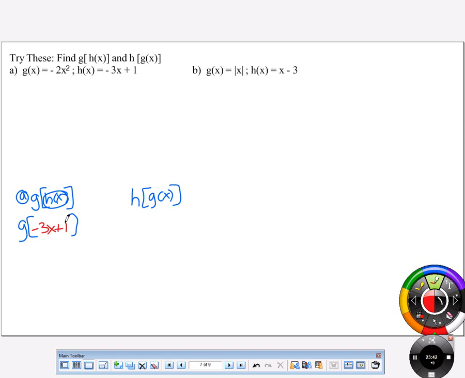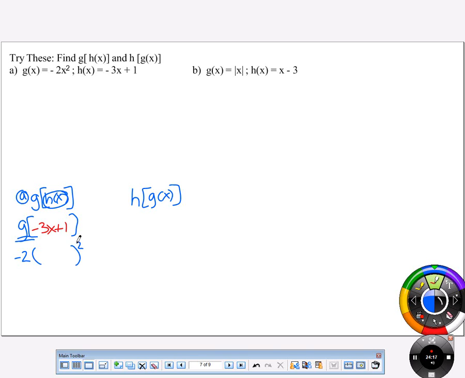Now, what is this asking me to do? Soraya? Substitute negative 3x plus 1 for x in which function? The g function, okay? So the g function looks like, let me write it like this. So I'm going to write what the g function looks like. I don't want the name anymore, so I'm going to write what it's equal to. So it's equal to negative 2 times x squared.